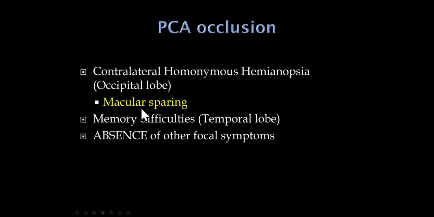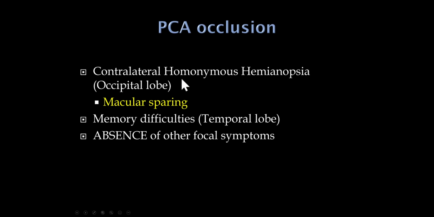fibers. We don't see this with an MCA stroke, because there the MCA supplies all of the optic radiations, including all of the macular fibers, through the optic radiations. So we don't get macular sparing with a middle cerebral artery stroke. Since the posterior cerebral artery supplies the undersurface of the temporal lobe, we'll have some cognitive changes, usually relatively mild, but no other focal symptoms.